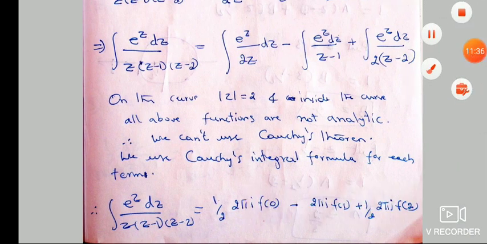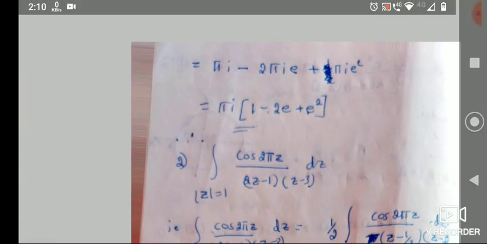Okay, multiplied by 2 pi i, and f of 1. What is e power 1? That is just e. And here one more: you have half, you have to take outside in the last term, and a is 2, so 2 pi i into f of 2.